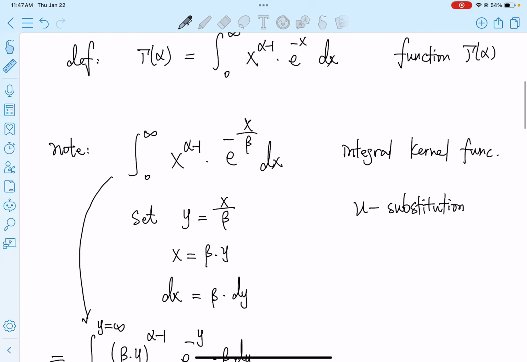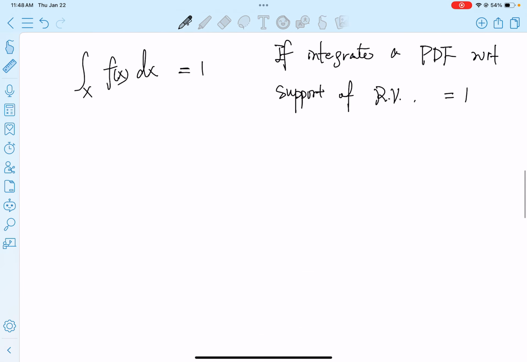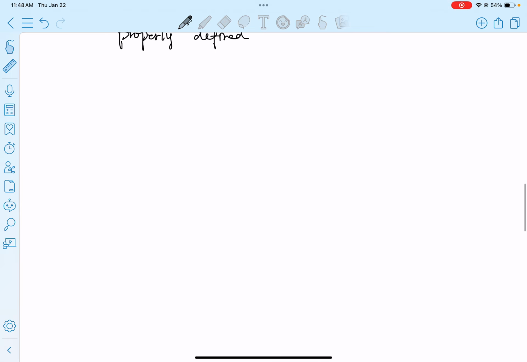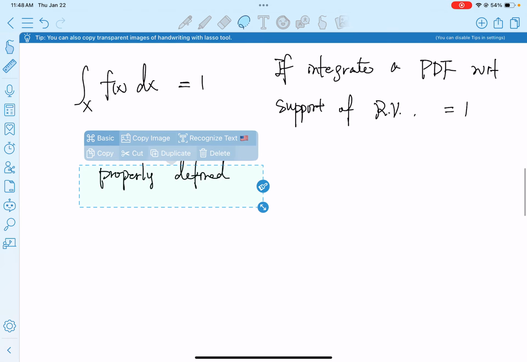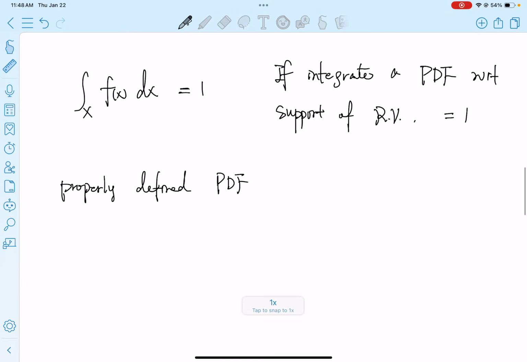So now we can see that this is a properly defined probability density function. When we integrate the density function f of x over all possible values for x, we should get 1. So this is a properly defined probability density function.